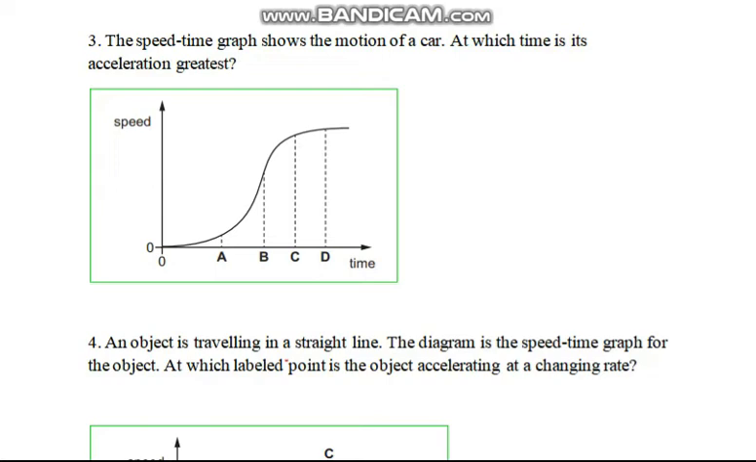So we find that at A point, if we consider this tangent, at B we can consider this as a tangent, at C this is the tangent, and here seems to be no acceleration. So our slope is the steepest at point B. So this is where the acceleration would be the greatest.